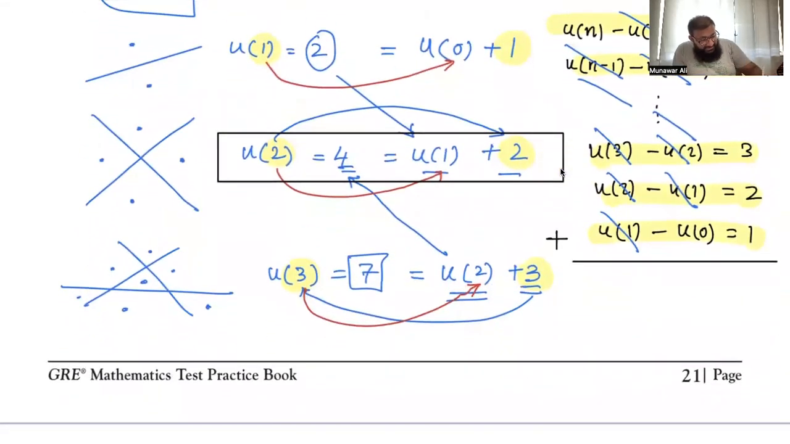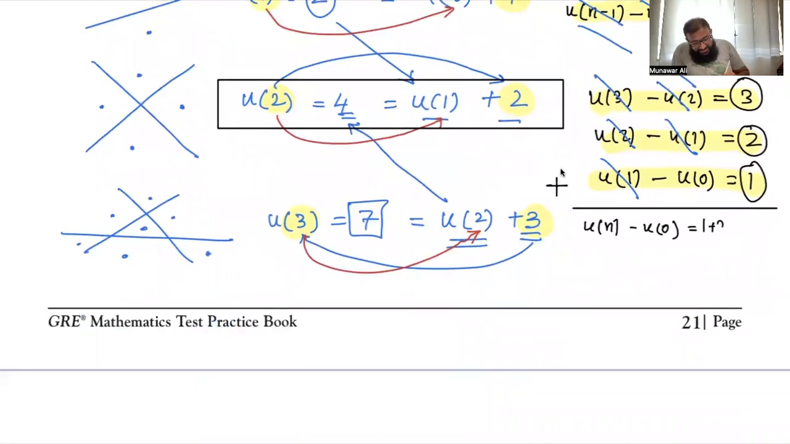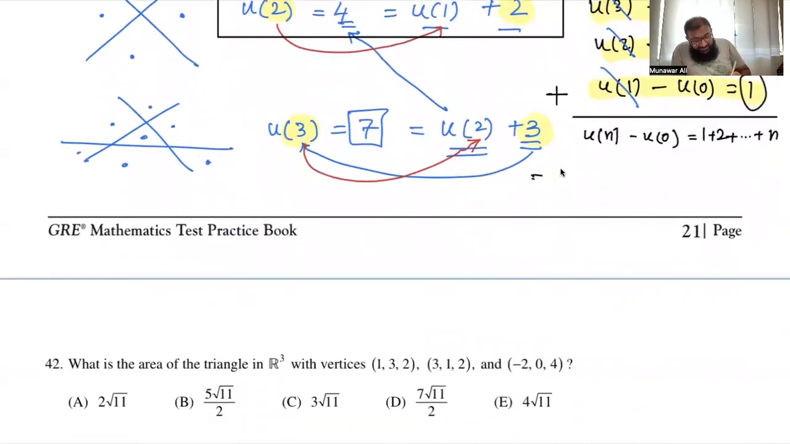And now I will get a very simple thing, that is u of n minus u of 0 is, now you have to add the things on the right hand side. So this is n, n minus 1, 3, 2, 1. I can reverse the order. I can write 1 plus 2 plus up to n. So every number from 1 to n. And you know very well, u of 0 is 1, because if there are no lines, then there is one plane. And 1 plus 2 plus up to n would be n times n plus 1 divided by 2. That's the formula for the sum of natural numbers from 1 to some fixed number n.